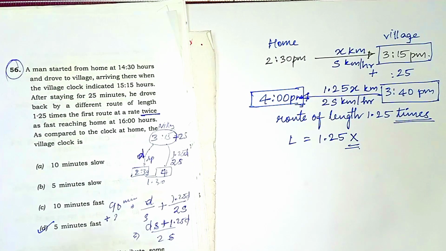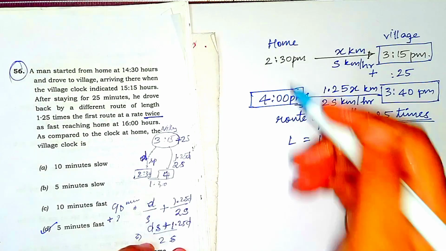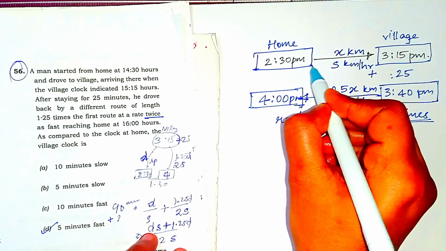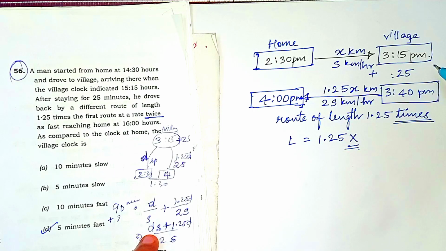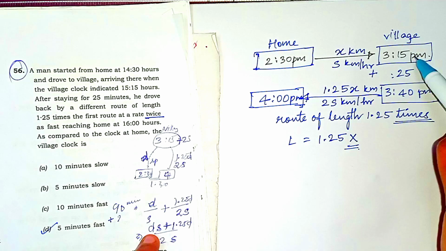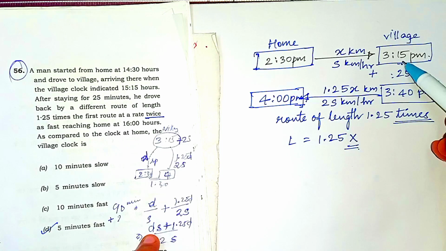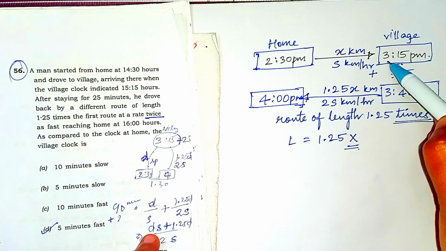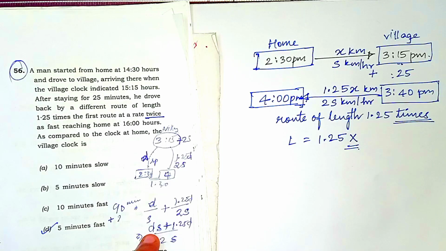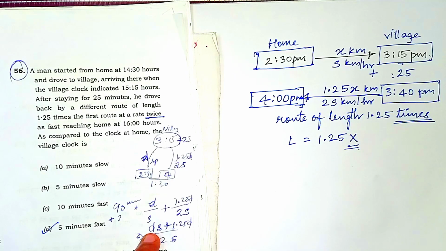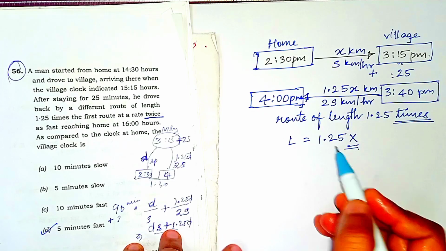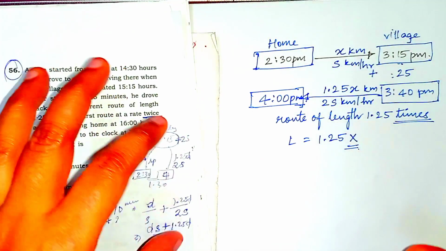So what is the information given? They have given accurate information about the home timing, and although they have given information of his rest time and the village time, we have to find out what is the actual village time when he reached. Once we find this time, we will know whether the shown time is right, whether it is faster or slower. So let's find it out. According to the question, this is all the data you have.